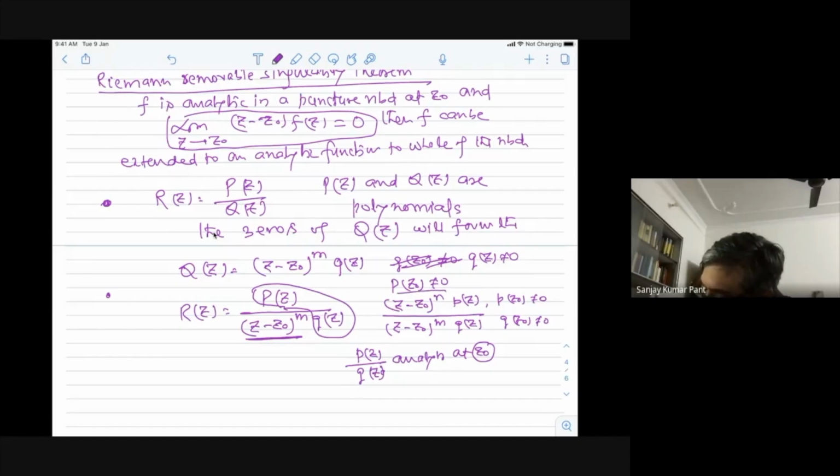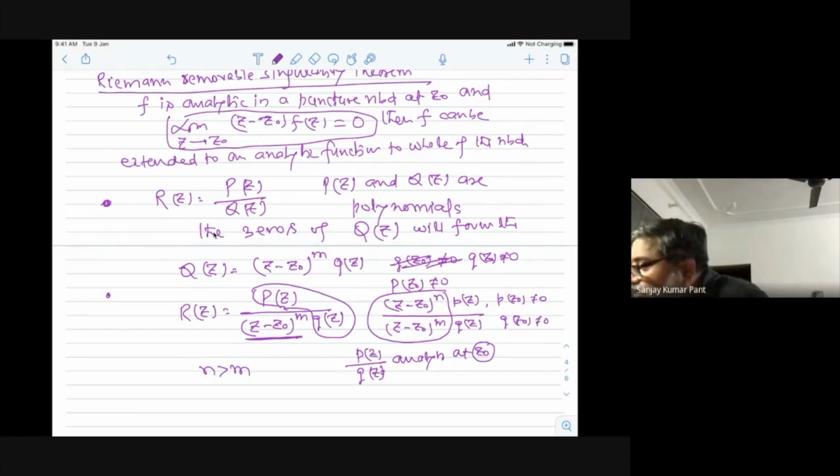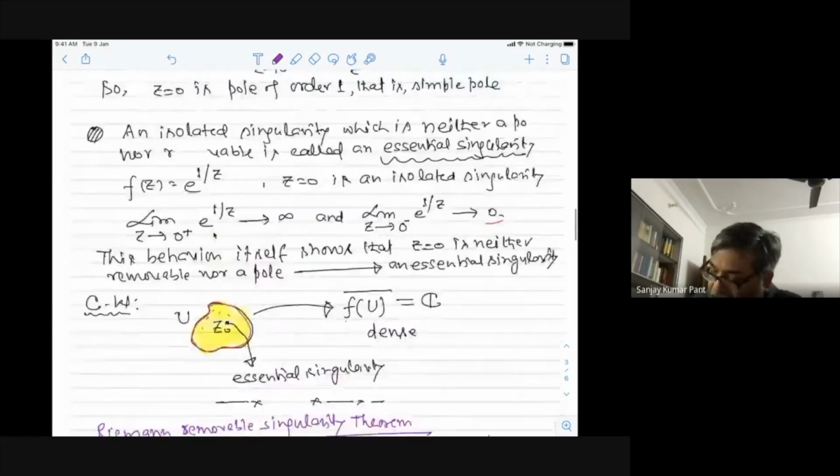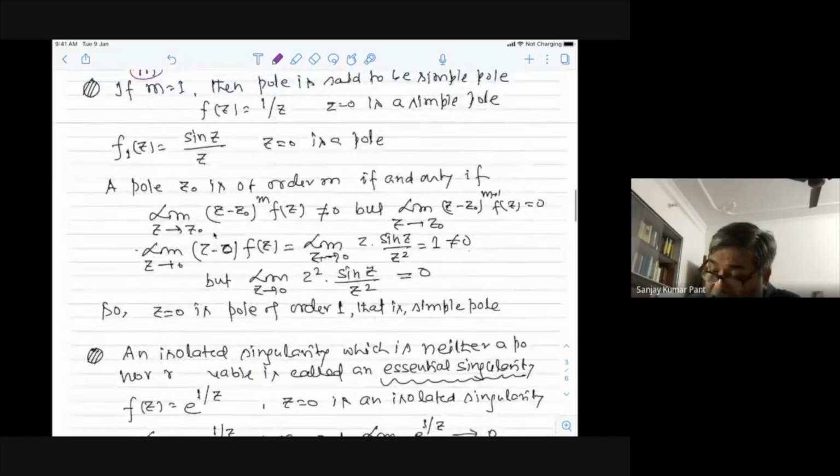Now if n is greater than or equal to m, then you know that z naught will become a removable singularity. If n is less than m, then z naught will be a pole. So in the case of a rational function, there are only two kinds of isolated singularity: either it will be removable, or it will be a pole. Here I should say Q1(z naught) is not equal to 0, so in the neighborhood of z naught we can find this. You can just do the calculation.